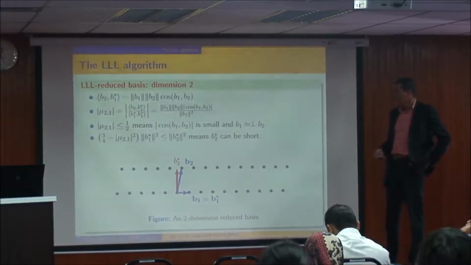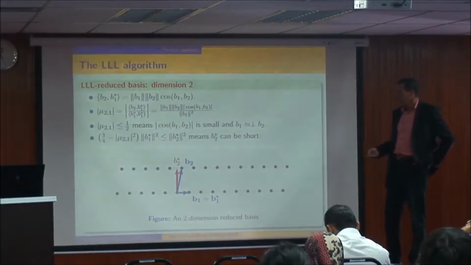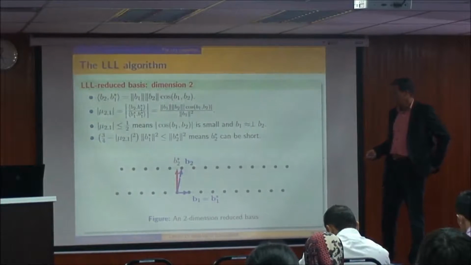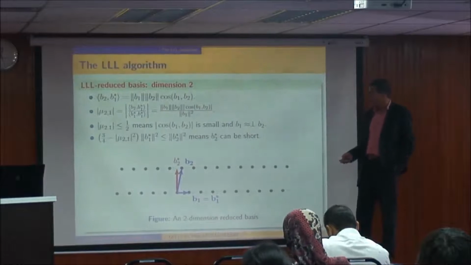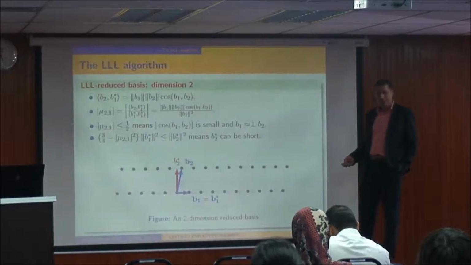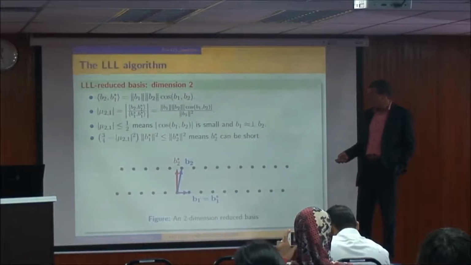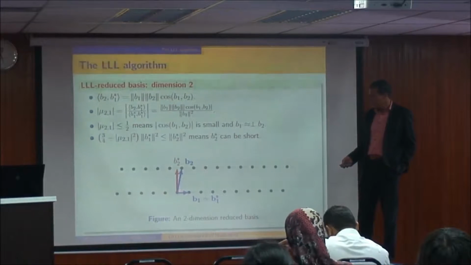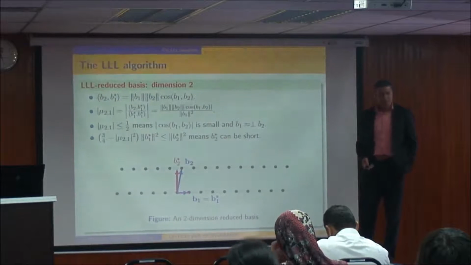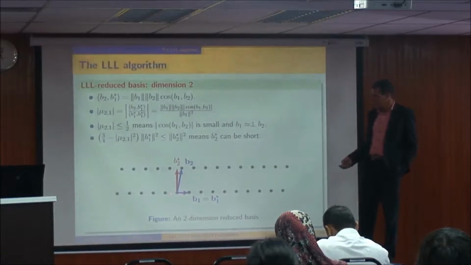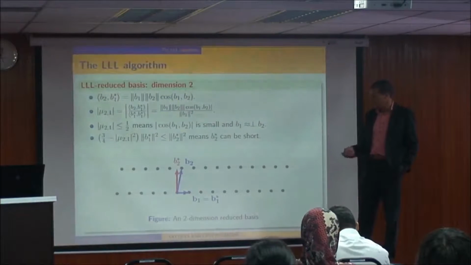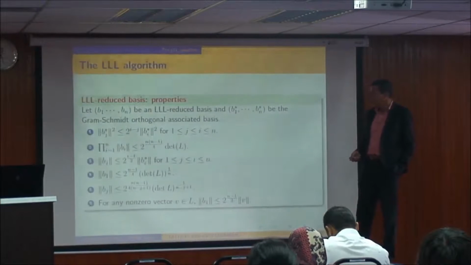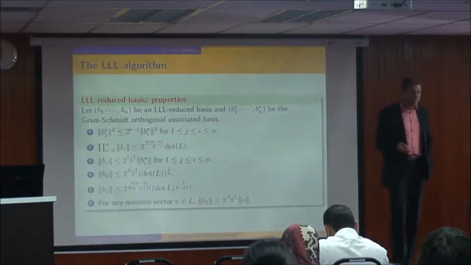So there are many properties. For example, in this picture, we have B1 and B2, and also B1 star and B2 star, and we can find that B1 and B2 here is a good basis because B1 and B2 are almost orthogonal, and B1 and B2 are also short. And in this equation, we can find that the basis B1 and B2 is LLL reduced.